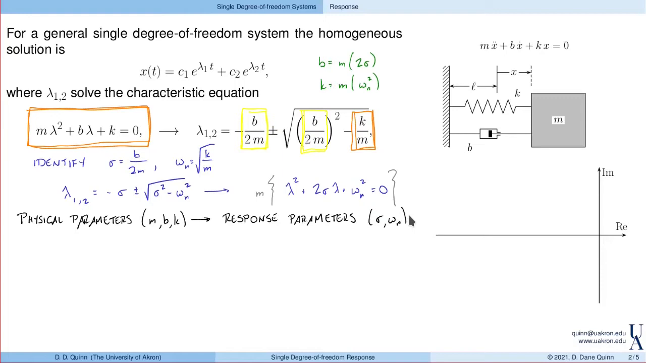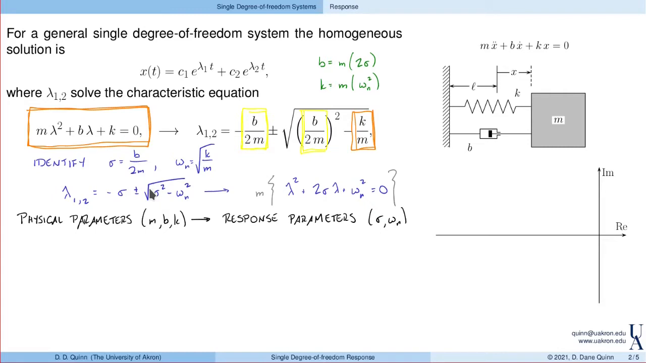Okay, so I'd like to look and see what happens to these values of lambda, right? After all, they're really important. How do they vary as our response parameters change? The important thing is that I have this square root term, right? And inside the square root is sigma squared minus omega n squared. Now, that can be positive, so that the square root is real. It could be 0, or it actually could be negative, in which case, when I take the square root, I would get a complex number.